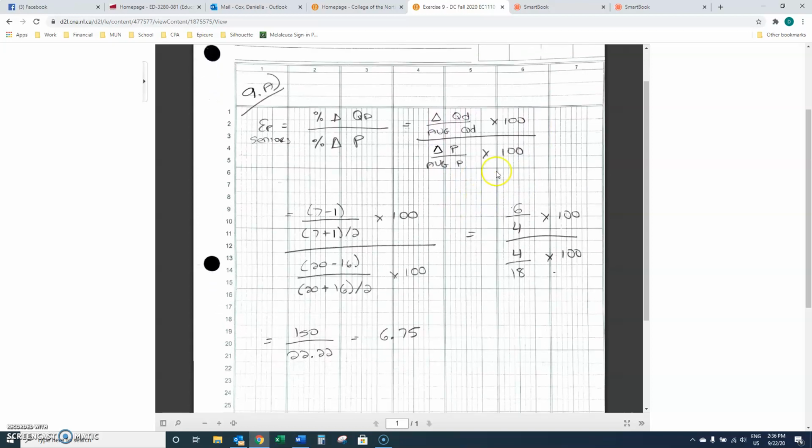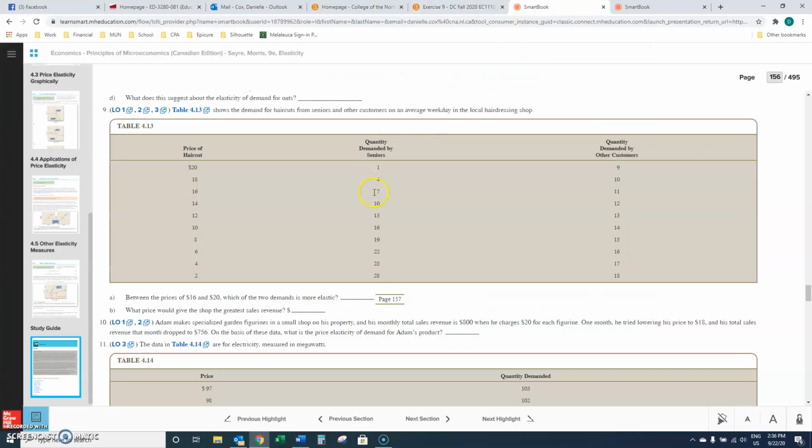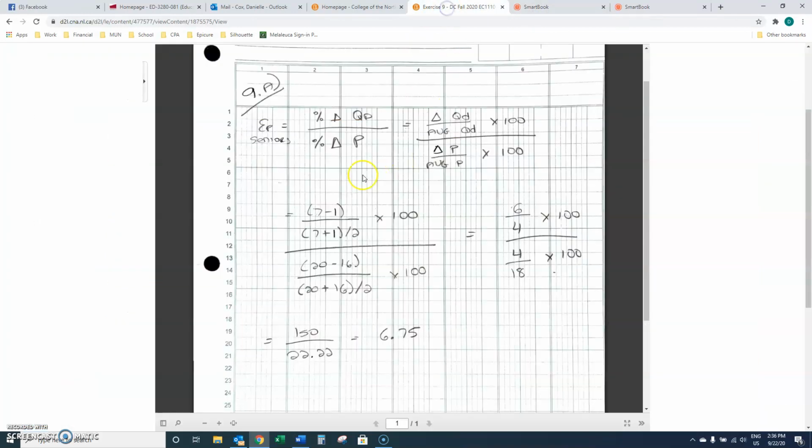Now from here we have all the information from that in that chart. Your change in quantity demanded goes from 7 to 1, and the price is 20 to 16. So your change in quantity demanded is 7 minus 1. Your average quantity demanded is 7 plus 1 divided by 2 to get the average. You multiply that by 100. Your change in price, the price went from $20 to $16. To get the average, you add them and divide by 2, and then you multiply that by 100. And then you just continue on with the math.